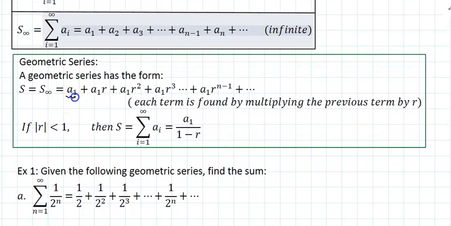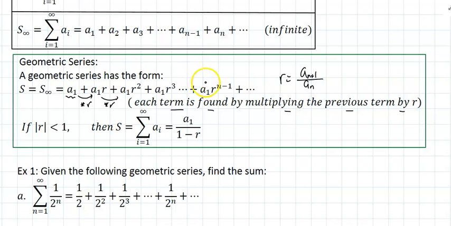You look at a term. To get the next term, you take the first term and multiply it by r. To get the next term, you multiply by r. So each term is found by multiplying the previous term by r. And to find r, you take any term that you want and you divide it by the previous term, so going backwards.